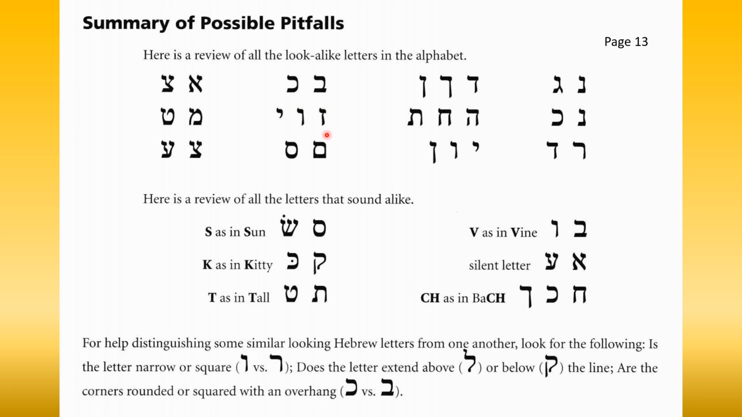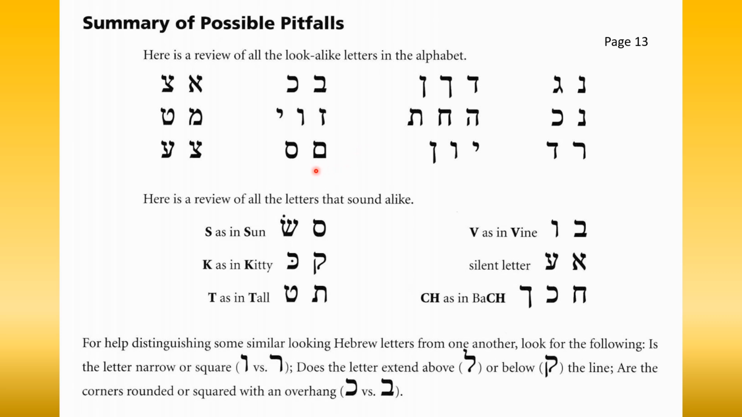The zayin, the vav, and the yod. The zayin, biggest difference is the top is slightly angled, and the line goes down from the center of the top as opposed to from the right side. And of course, the yod being small.